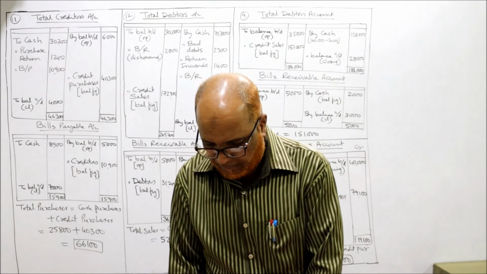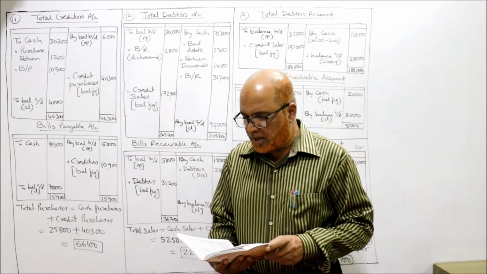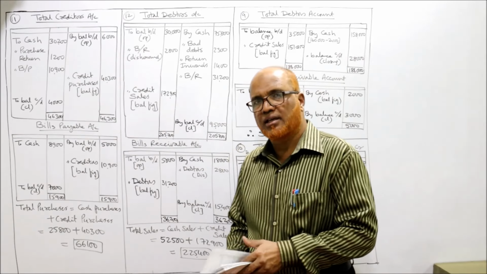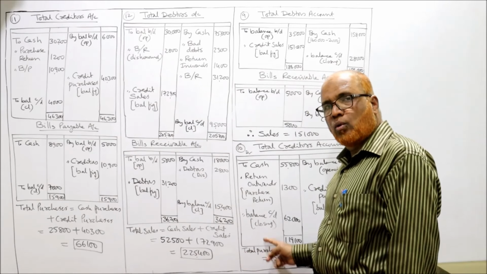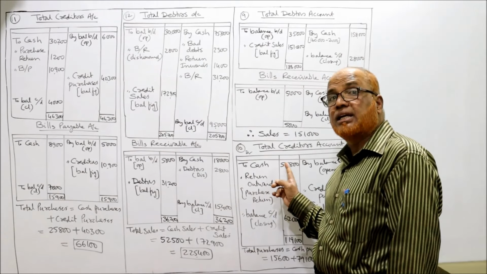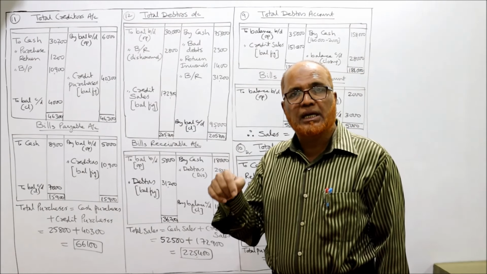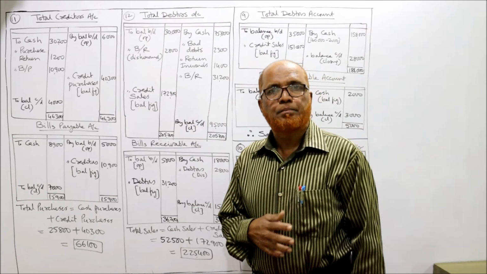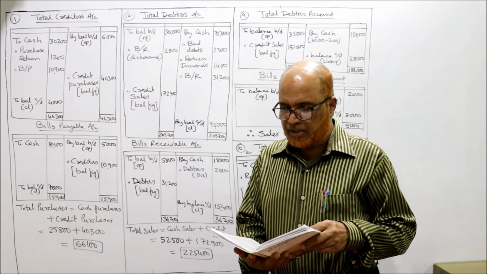Now see the problem number 11. From the following information you are required to calculate total purchases. Again just like the previous problem, but there we calculated total purchases by having only one account, total creditors account. लेकिन अब जो प्रॉब्लम करने जाएंगे यहाँ पर total creditors and also bills payable. Bills payable, two accounts we have to open.